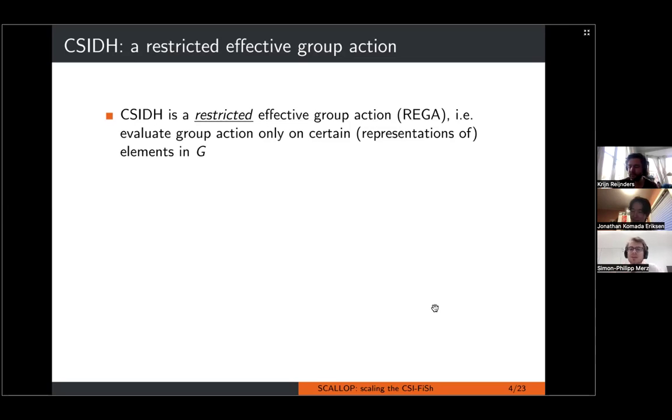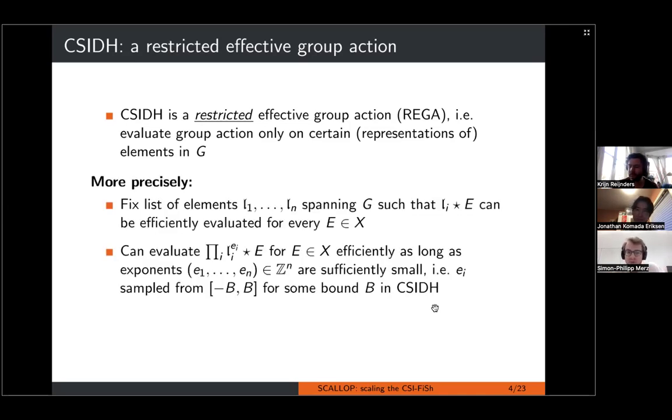So what does the restricted effective group action mean? You can actually only evaluate the group action on certain representations of elements in the group. So certain group elements, to be more precise, that span your group G, for which you can evaluate the group action efficiently. And then if you do that consecutively, you can evaluate it on the products of these group elements, as long as the exponents are not so large. And this is precisely what CSIDH does.